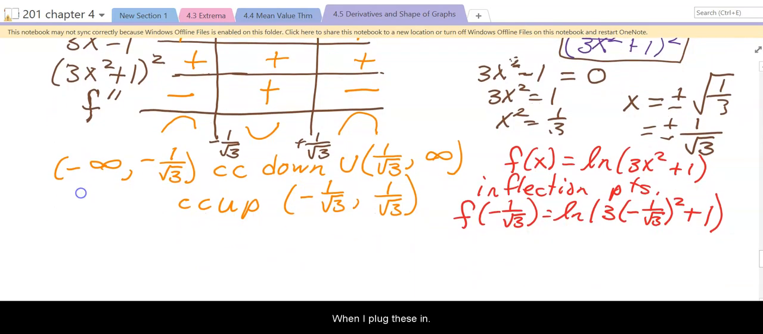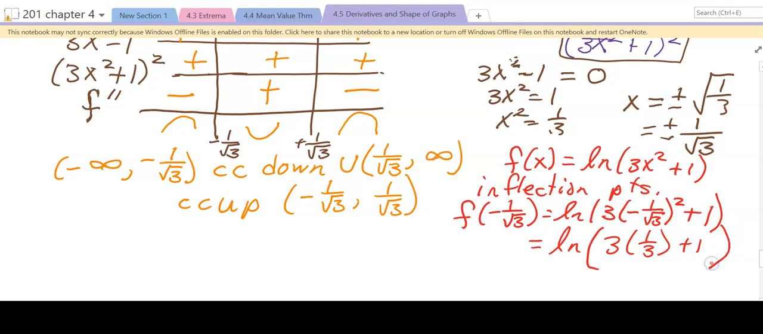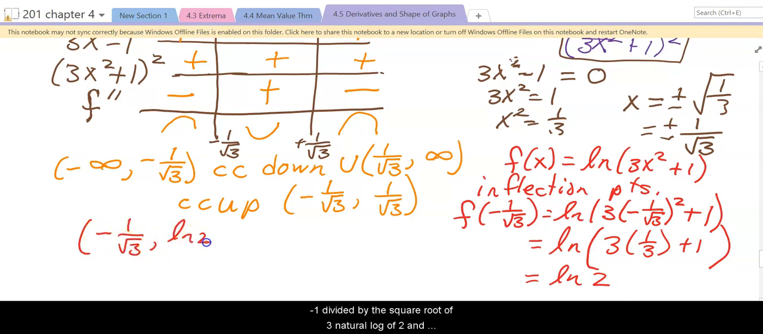When I plug these in, -1 over the square root of 3 squared will give me 1/3. That gives me natural log of 3 times 1/3 plus 1. 3 times 1/3 is 1, and 1 plus 1 gives me 2. That means I have an inflection point at -1 divided by the square root of 3, natural log of 2, and another inflection point at 1 over the square root of 3, natural log of 2. That is where you will find the two inflection points on this curve.